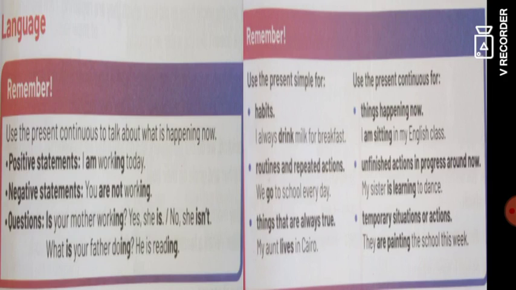The negative form of the present continuous is is, are or am, not, plus the verb in ing. And the question, for example: Is your mother working? Yes, she is. Or no, she isn't. What is your father doing? He is reading. As we know, the keywords of the present continuous are now, look, listen, and at the moment.